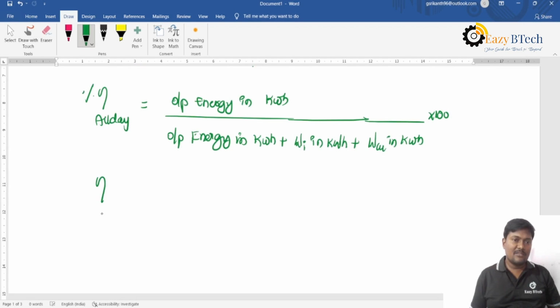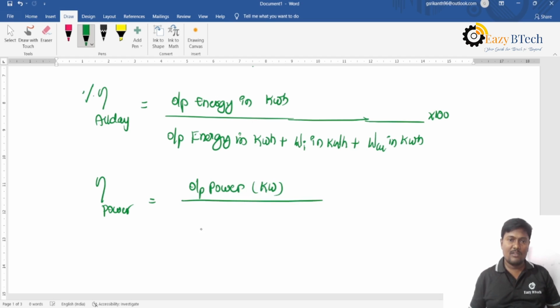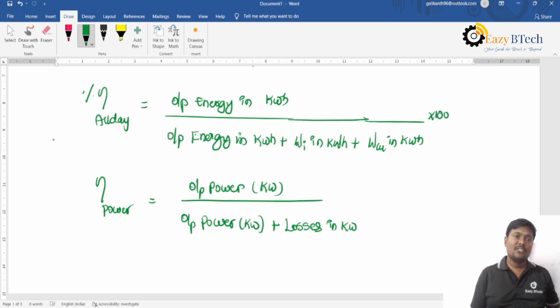And the normal efficiency or power efficiency is output power in kilowatts divided by output power plus losses in kilowatts. So this is the difference between the power efficiency and all-day efficiency.